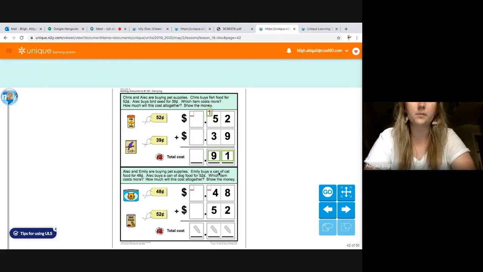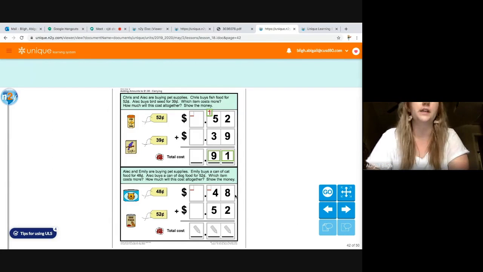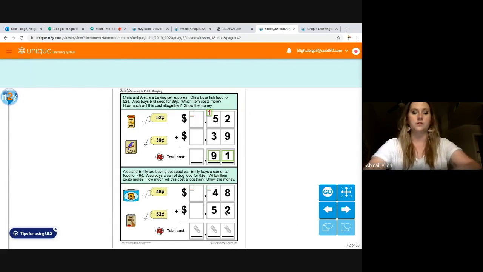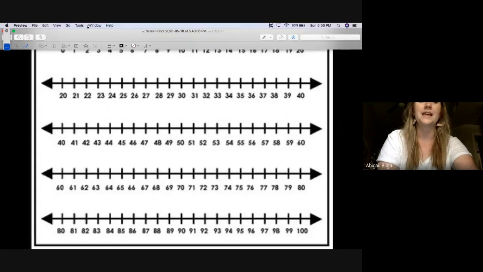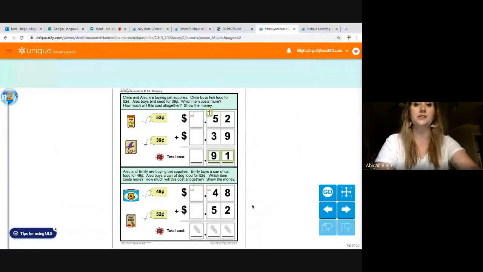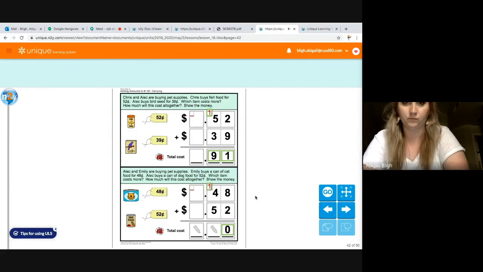All right, let's do this problem together. 48 cents plus 52 cents. So I'm going to start on the right side. 8 plus 2. So let's look at the number line. Jump up 2, count with me. 1, 2. Okay, so I landed on the number what? The number 10. So in the number 10, there's a 0 in the ones place. I'm going to put my 0 down here first. And then there's a 1 in the tens place, so that's going to go up here.